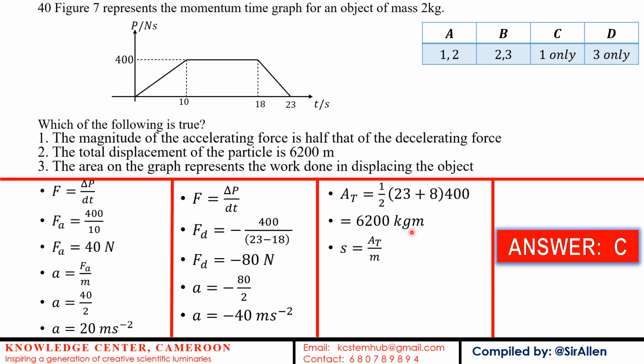If I want to get the displacement that the particle covers in all this journey, I'll simply need to get this area divided by the mass. Because if I get this area divided by the mass, it gives me the displacement. So if you do that, you have 3,100 meters. So that is the total displacement of the particle. So statement 2 here is wrong. Statement 3 says the area on the graph represents the work. Of course not. This area is kilogram meter. That's no unit for work. So 1 only is the right answer. So our answer is C.